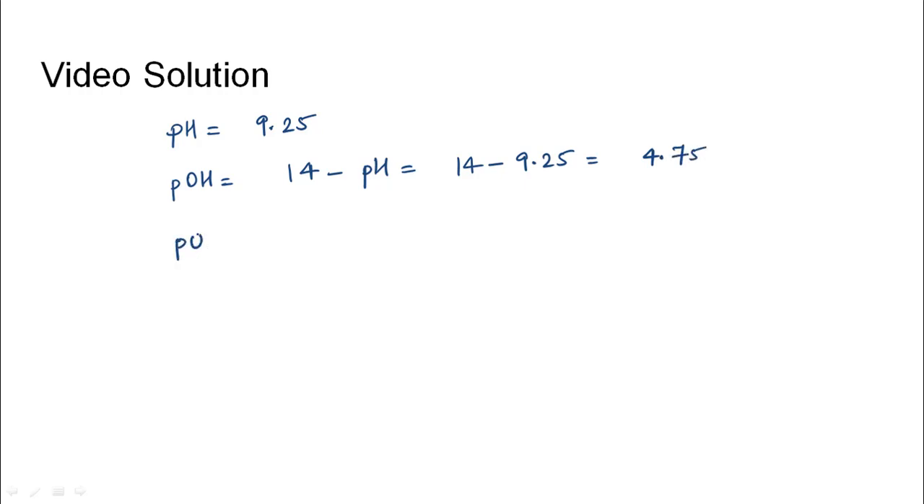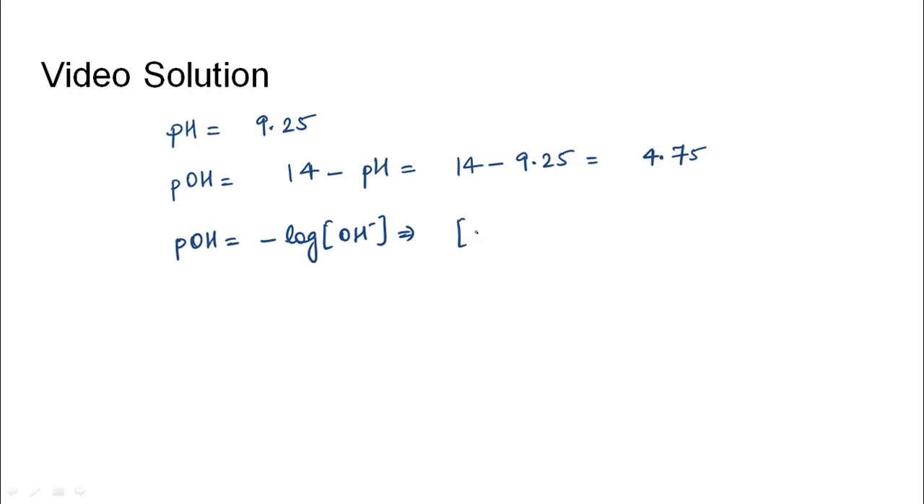So in this case we have been given the pH of the sample as 9.25. Using this we can find the pOH, which will be equal to 14 minus pH. So that would become 14 minus 9.25, that would be 4.75. So using this we know that pOH is equal to minus log of the concentration of OH minus ions.